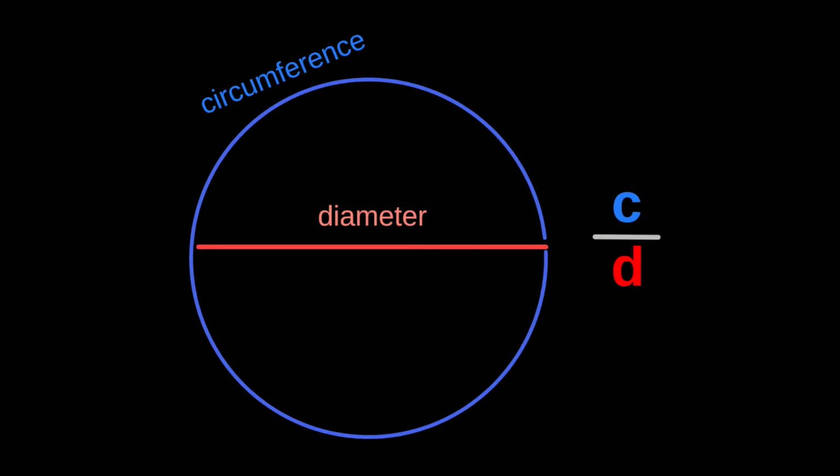Here we have the circumference of a circle in blue, and now the diameter in red. We want to find out what is the ratio of the circumference to the diameter. Or in other words, how many times would the diameter fit in the circumference?